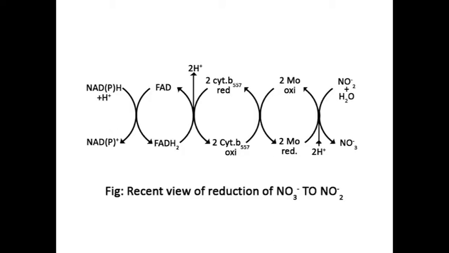Since cytochrome b and molybdenum are 1 electron carriers, 2 molecules each of cytochrome b and molybdenum are required to transfer 2 electrons through them, releasing 2 protons when electrons are transferred from reduced FADH2 to cytochrome b, and these protons are used in the last step of reduction which results in the formation of nitrite and water.